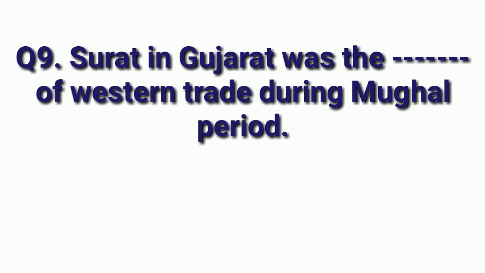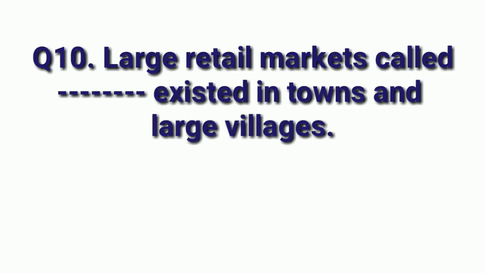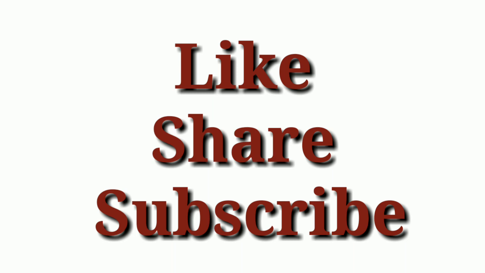Next question is, Surat in Gujarat was the dash of Western trade during Mughal period. Answer is emporium. It was an emporium. Next question is, large retail markets called dash existed in towns and large villages. Answer is mandis. Large retail markets were called mandis.